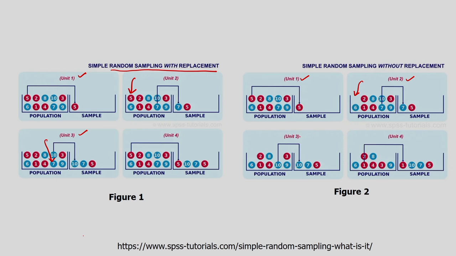In unit number 3, I am drawing the ball number 10, but I have not replaced the ball number 7. So now you can determine the probability. Similarly, for unit 4, I can draw the fourth ball, and in all these cases I am not doing the replacement. That is without replacement. So you can see the fundamental difference between these two techniques: one is random sampling with replacement, and the other is random sampling without replacement. We are considering the concept of random sampling with replacement.